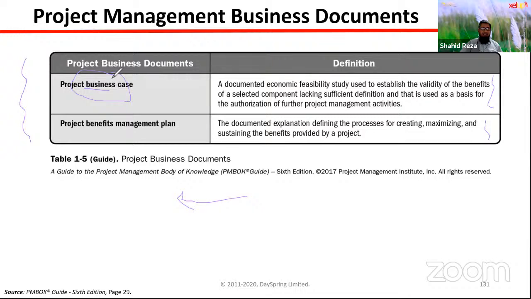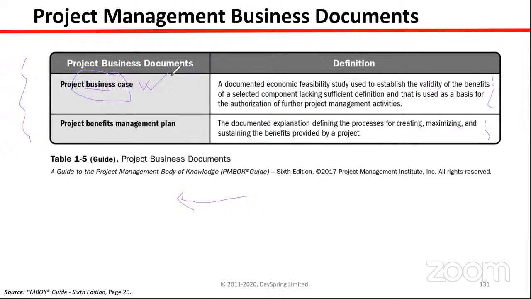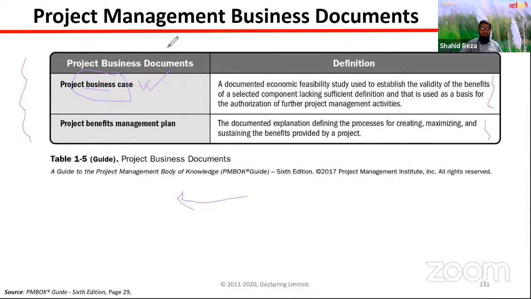A business case is the justification of the project, the feasibility study of the project, why we are going to do the project. That is written here. And in every organization, especially in the private sector, without the approval of the business case, a project will not be initiated. So before the project initiates, the business case should be approved by the sponsor.